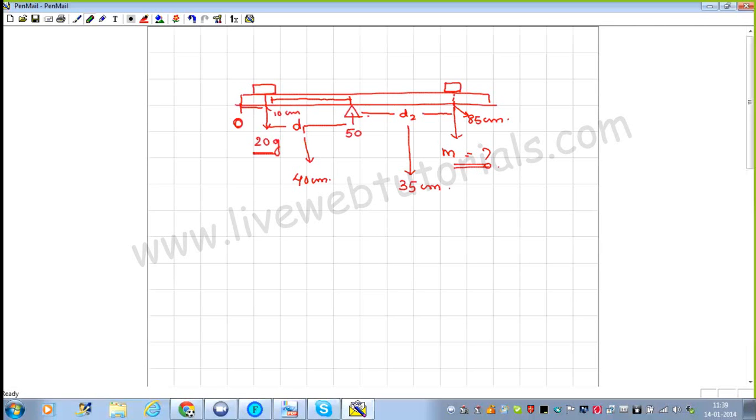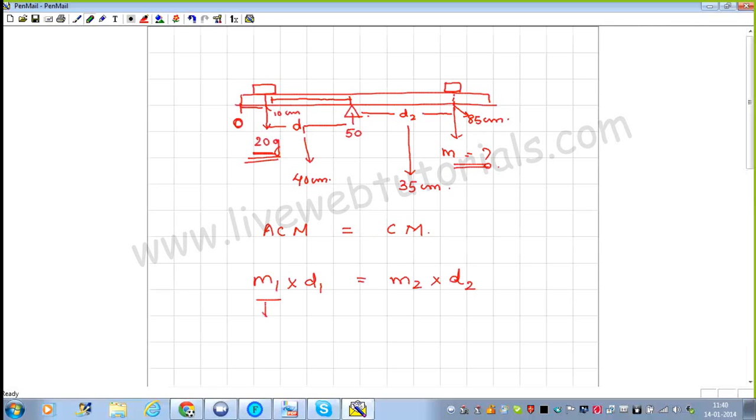Now the anti-clockwise moment in the condition of equilibrium will be equal to the clockwise moment. Of course, this is mass. We can convert it into force by multiplying by g, the gravitational acceleration. But since g will be present on both sides, I can just cancel it out from both sides. So here I'm going to get M1 into D1 equal to M2 multiplied by D2.